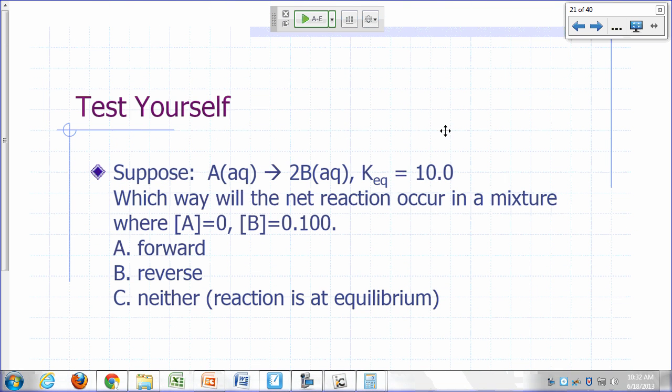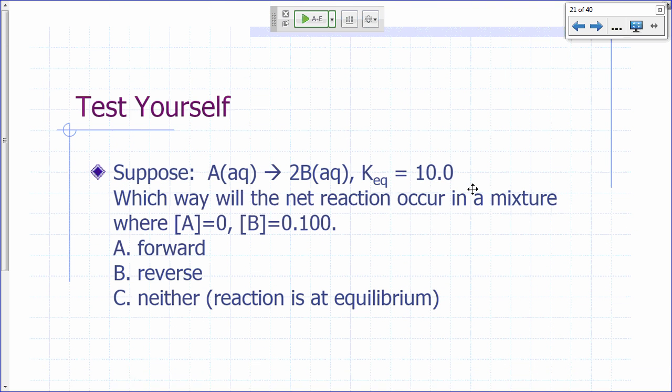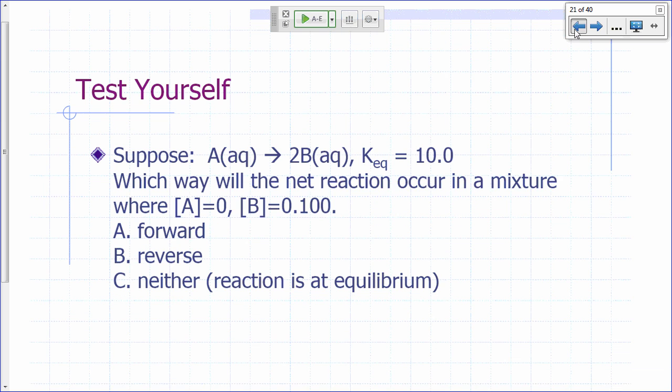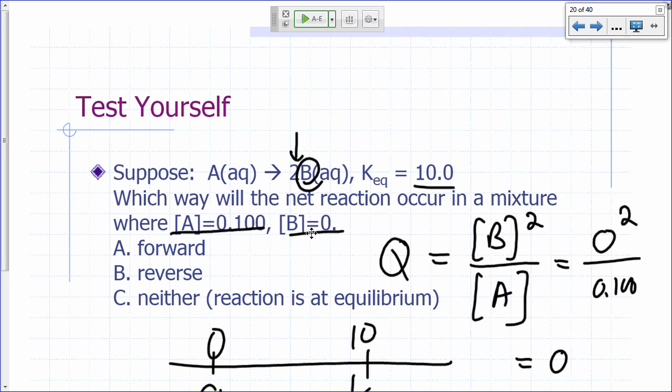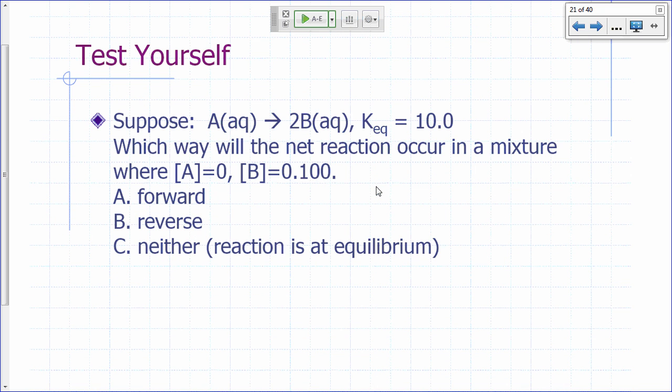Next question. This time, think of it this way. You don't have any B. The only way for the reaction to go is forward, right? You can't go reverse. There's no way. There's no B that you can use up. Okay. Let's look at this one. Which way will the net reaction occur in a mixture where A is 0 and B is 0.1? Is it going to go forward, reverse, or neither?